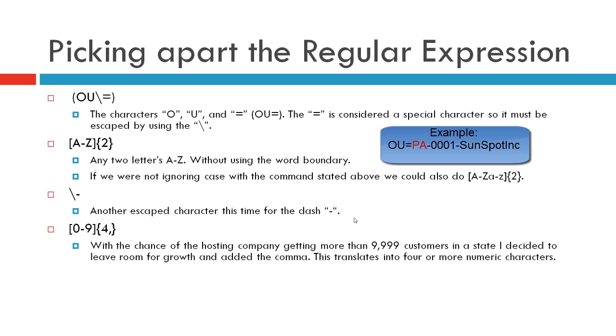Now, if you weren't using this command, then the example A-Z uppercase and then right next to it A-Z lowercase would take care of searching for both upper and lowercase values. The next piece is the backslash dash, which is another escape character indicating that we're looking for a dash. And then the last major piece is 0 through 9, comma. Essentially what this means is that I'm looking for any numeric characters of at least 4 or more. There's going to be a chance that this company might grow past having 9,999 customers. In order to take this into account, I went ahead and put the comma, which indicates or more, essentially.